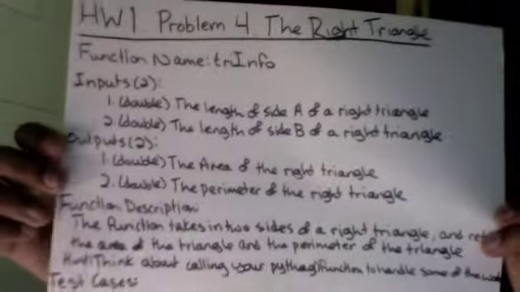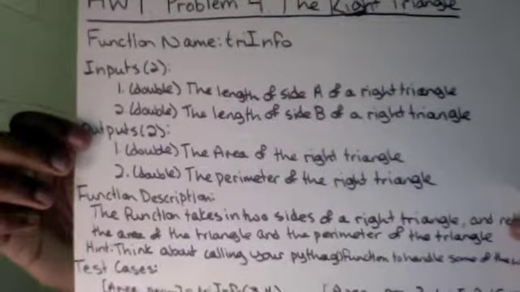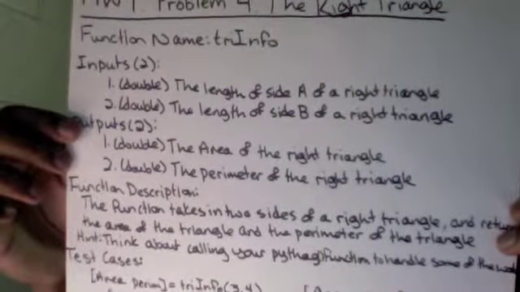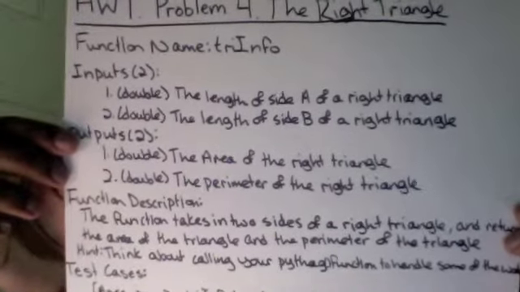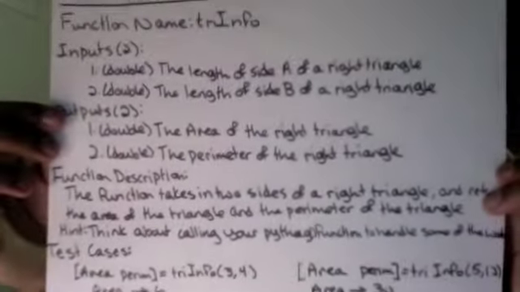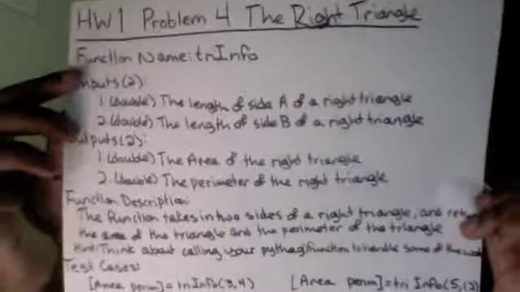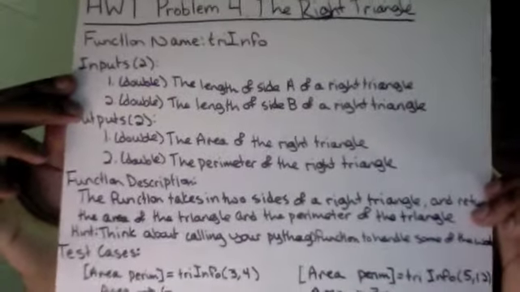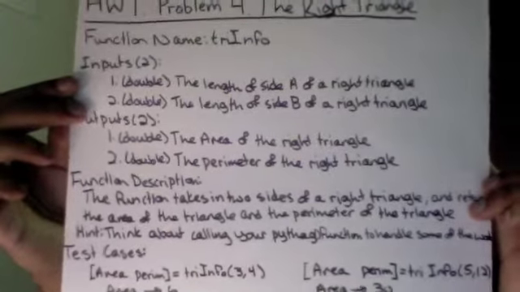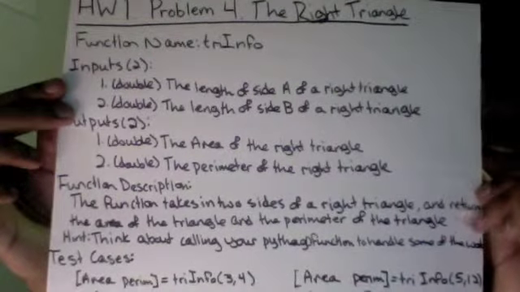You'd have the function name. This one would be named try_info, and you want to make sure that you get everything exactly as they specify it, so you don't get points taken off later. With the inputs for the function, you're going to have two again.